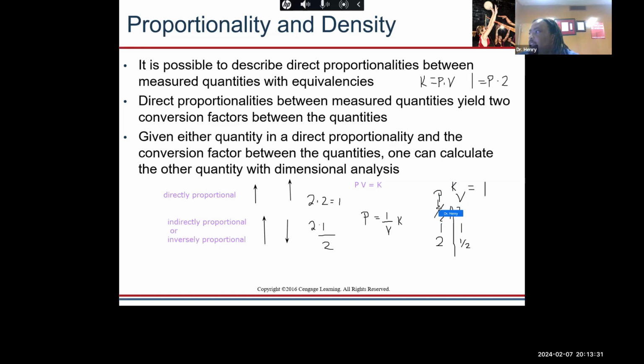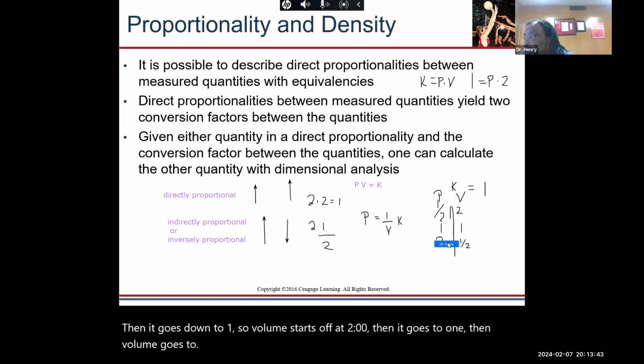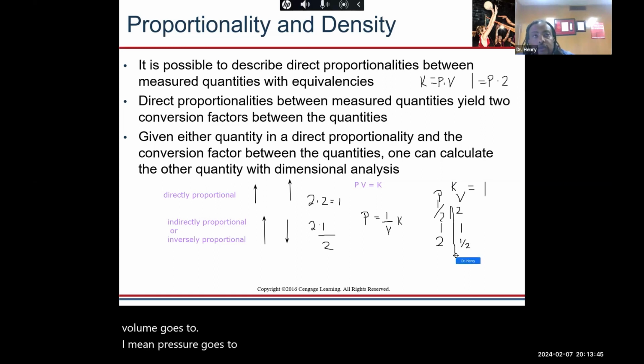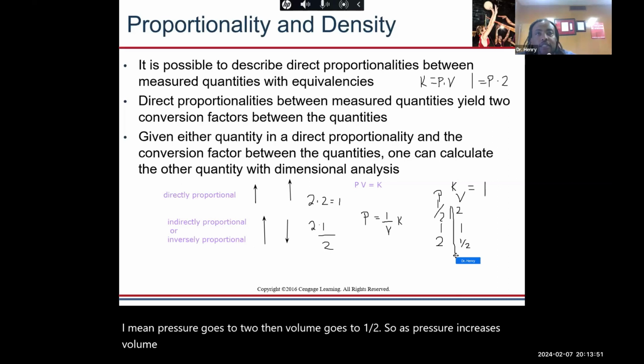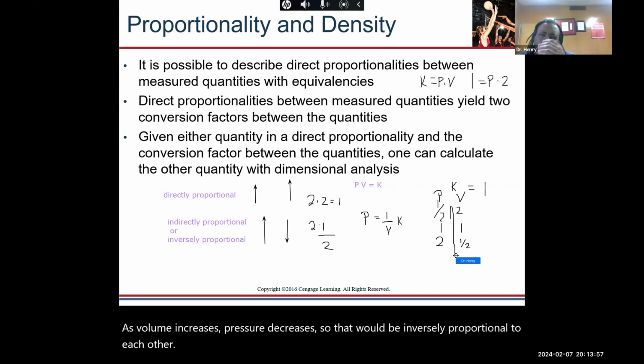Okay, so as pressure increases, it starts off as a half, then it goes down to 1. So volume starts off at 2, then it goes to 1. Then pressure goes to 2, then volume goes to a half. So as pressure increases, volume decreases. As volume increases, pressure decreases. So that would be inversely proportional. Do you guys see that?